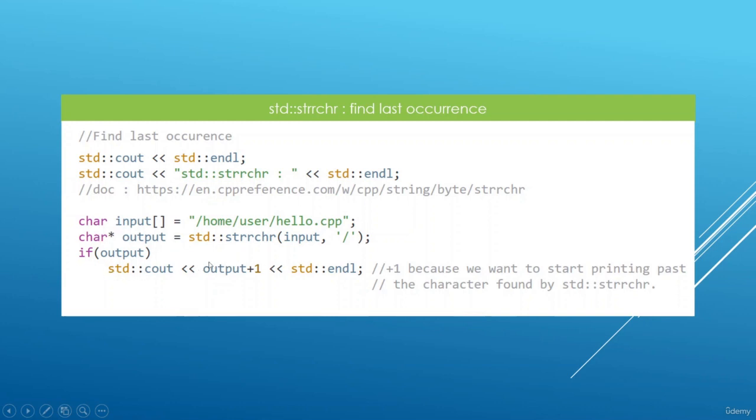We're going to use pointer arithmetic to move this pointer to the next character because that's what we really want. We want to print starting from the H here, and that's what we're going to get when we print this out. Now that we have looked at all these examples, I think it is time we headed to Visual Studio Code and actually played with them.